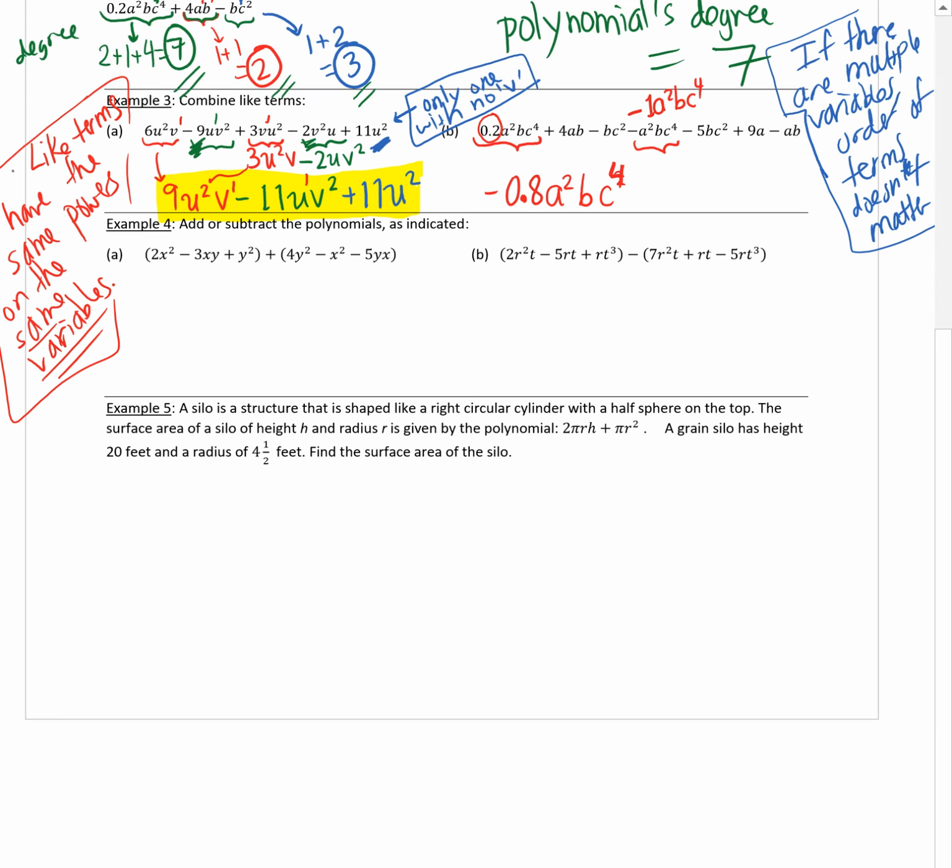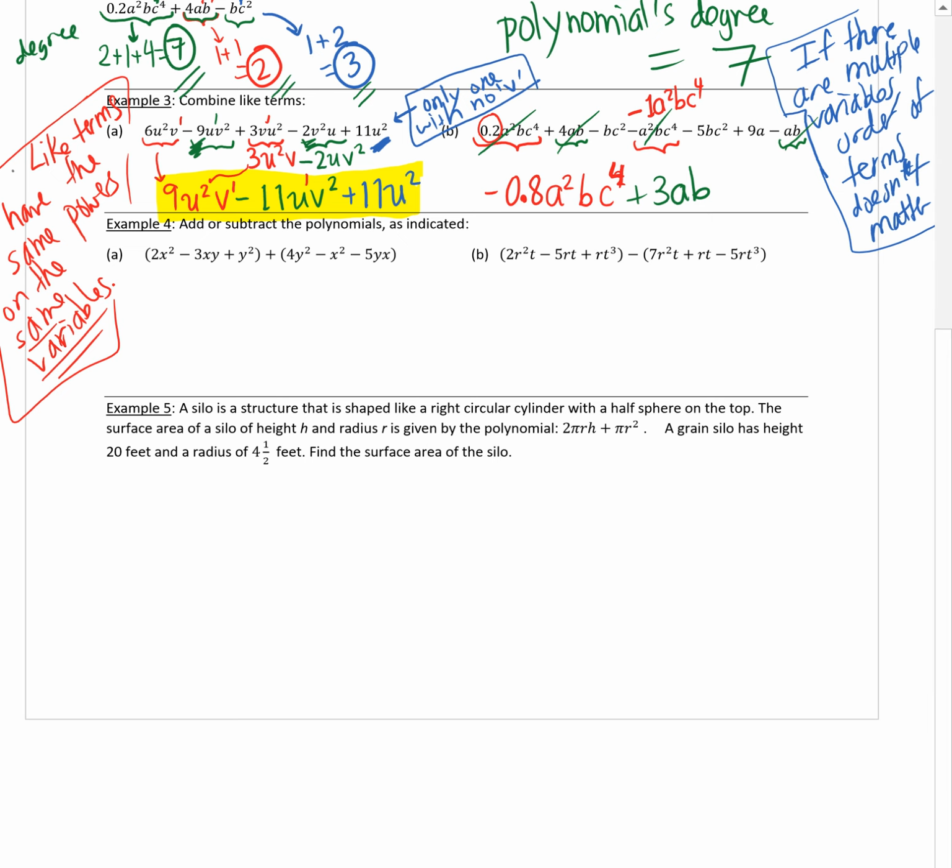Now I'm looking at the next term. I've already taken care of those guys. Now let's move on. 4ab. Does he have a like term? If I scan the rest of the terms, I do see that the very last guy has an a and a b. Exactly the same variables, exactly the same powers. So those can combine. You have a 4ab minus ab. That's 3ab. So those two are taken care of.